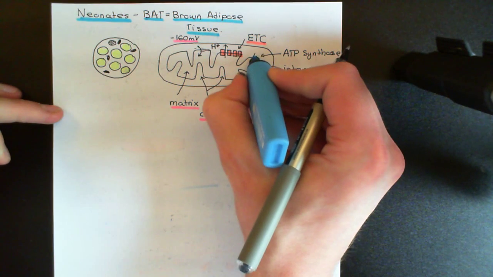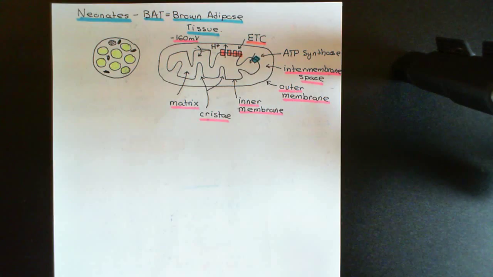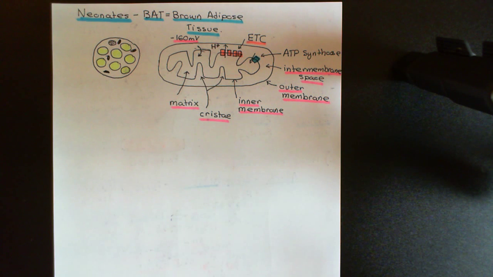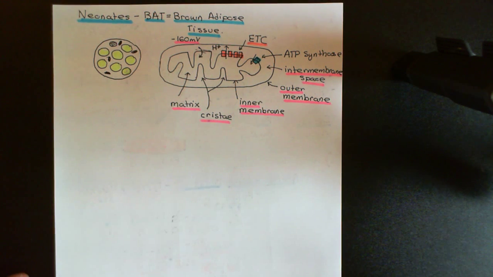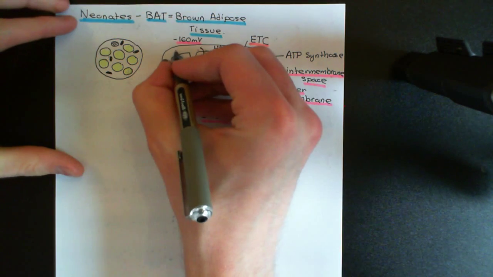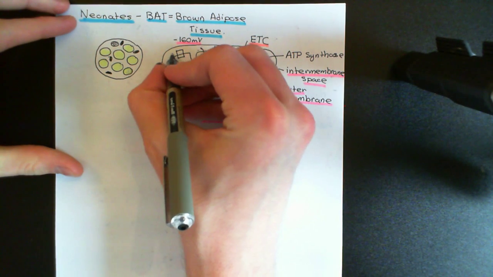However, in brown adipose tissue cells, we're going to have another protein in the inner membrane of the mitochondria, which will also allow protons to move back from the intermembrane space to the matrix of the mitochondrion, but will not use the energy released by that movement of the proton down its electrochemical gradient to synthesize ATP. Instead, the energy will just go into heat. And this protein is known as the uncoupling protein 1.